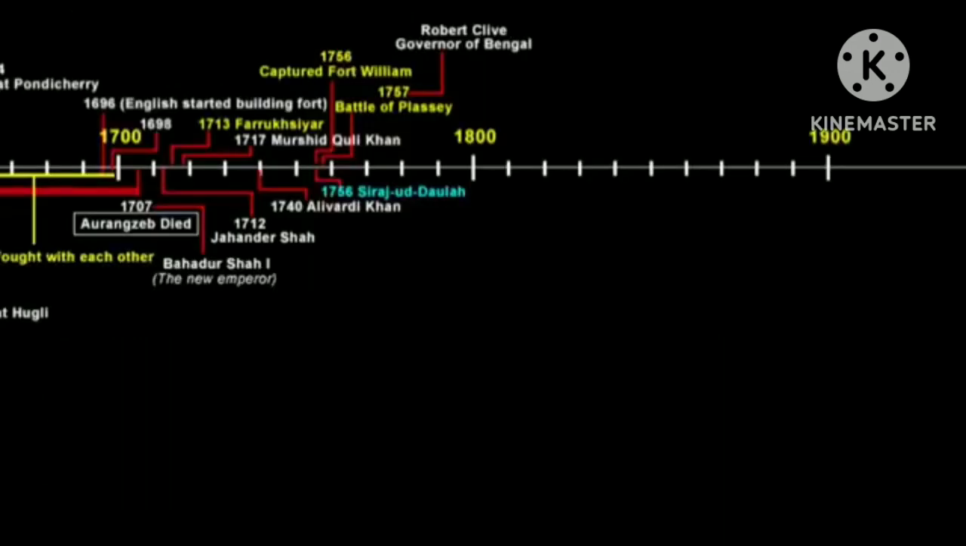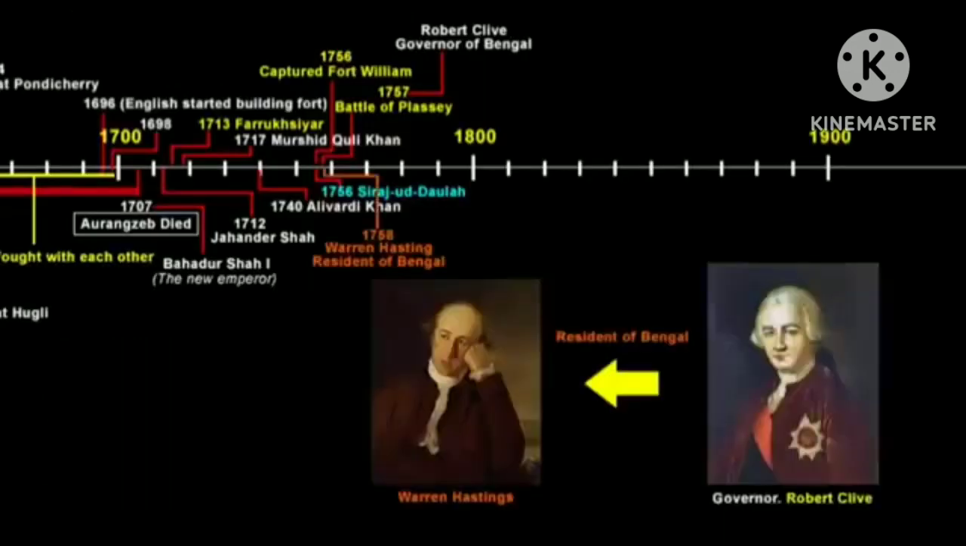So in 1758, Governor Robert Clive chose Warren Hastings as the British resident in the Bengal capital of Murshidabad. Now this person, Warren Hastings, was one of the prisoners held by Siraj-ud-Daulah's forces when they captured Fort William at Calcutta in 1756, due to which the Battle of Plassey took place in the following year.